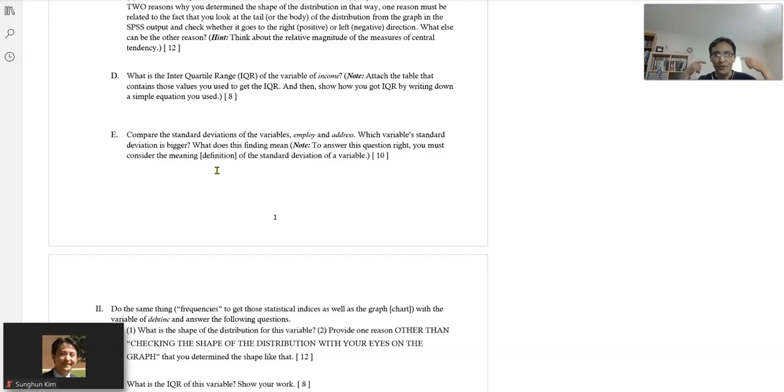So again, you have to remind yourself of the meaning of the standard deviation, right? So you go and review it again, and then interpret that standard deviation value's meaning here by comparing the two variables. So if one variable's standard deviation is bigger than the other, what does that mean?